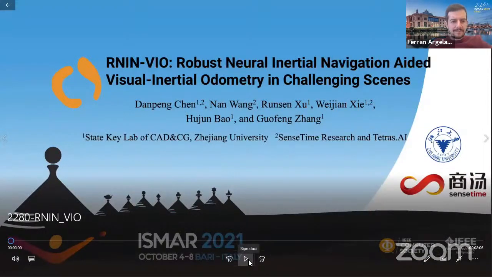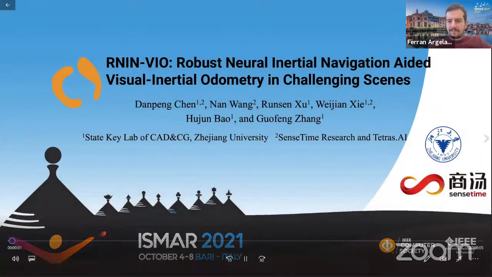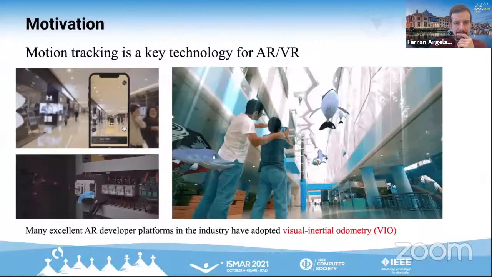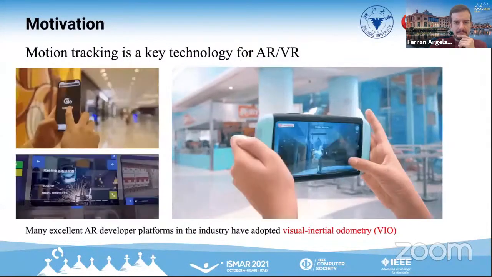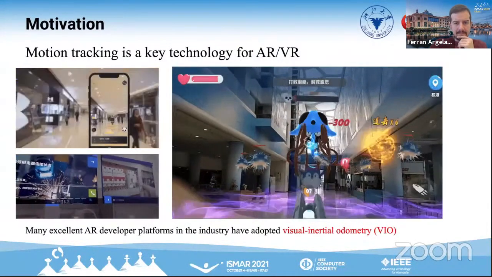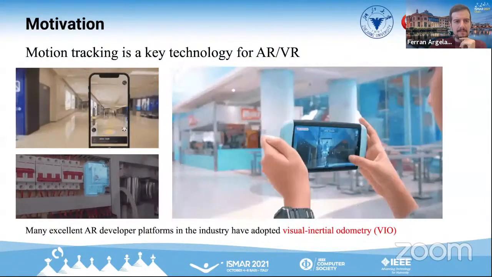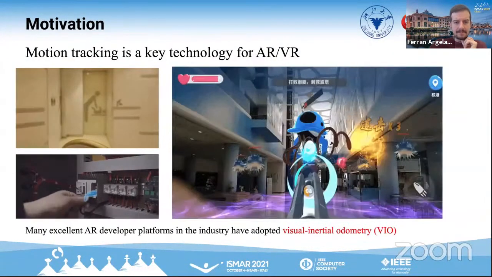Hello, everyone. Welcome. We present RNINVEO, Robust Neural Inertial Navigation Aided Visual Inertial Odometry in Challenging Scenes. Motion tracking is a key technology for AR or VR. High precision and robust camera position tracking are required to improve the immersive experience.